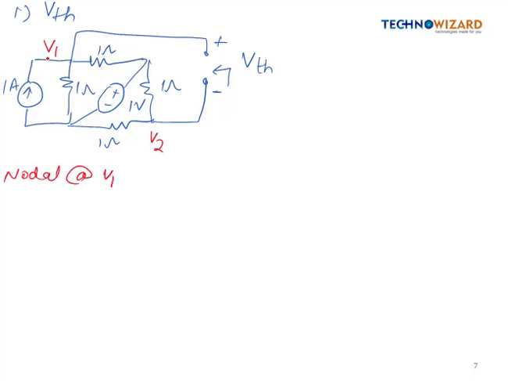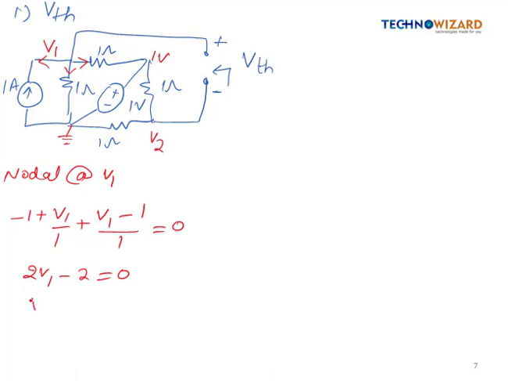First of all, mark the current in the outward direction. So this is 1 volt and this is 0 volt, I mean grounded. So the current will be like this. This will be simply minus 1 plus V1 by 1 plus V1 minus 1 by 1 is equal to 0. So from here it will be 2V1 minus 2 is equal to 0. So V1 value is coming as 1 volt.